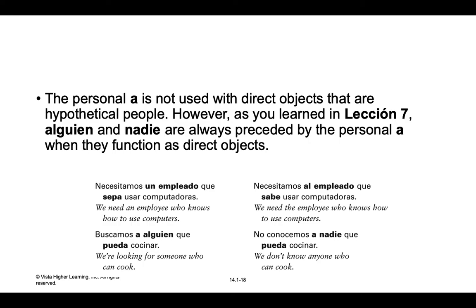Same in this part. Necesitamos un empleado que sepa usar computadoras. So an employee. We don't know who he or she is. Necesitamos al empleado que sabe usar computadoras. So we know the employee who knows how to use the computers. So we know who she is. So that's why we use the indicative. In this first one, we don't know who she is, so we use sepa.